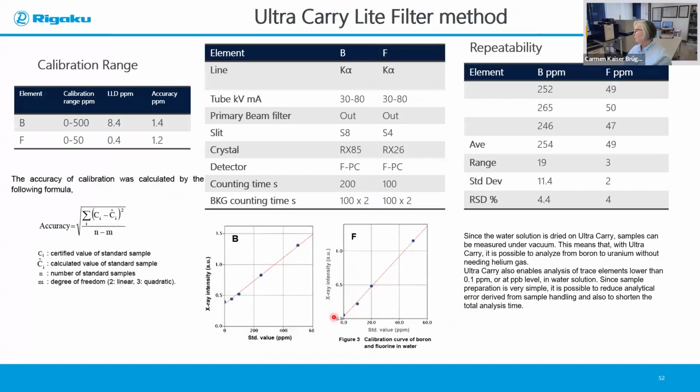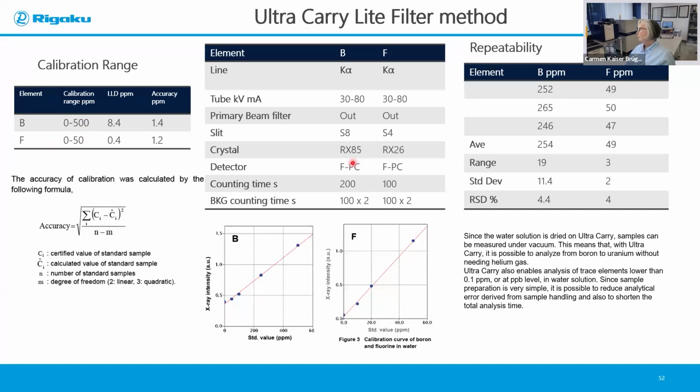And yes, what kind of measurements could we get? So, of course, once again, creating calibrations for boron and fluorine is relatively easy with the filter method, because we could use AA standards or ICP standards and create the range. So here you have the range from 0 to 500 ppm for boron and 0 to 50 ppm for fluorine. And of course, here you can see the calibration graphs for those ranges, together with the measurement parameters that we used.